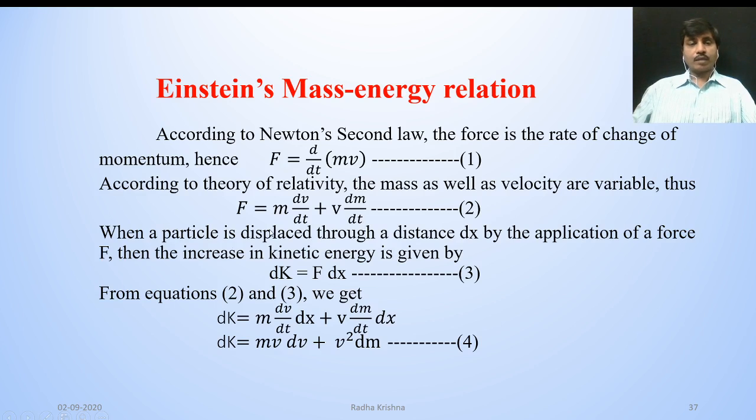When a particle is displaced through a distance dx by the application of a force F, then the increase in kinetic energy is given by dk is equal to F into dx, that is equation 3. From equations 1 and 2, we get dk is equal to m into dv by dt into dx plus v into dm by dt into dx, where dk is equal to mv dv plus v square into dm, that is equation 4.